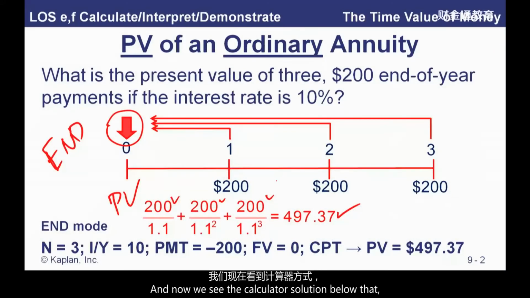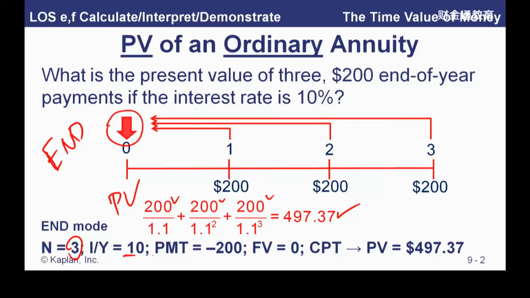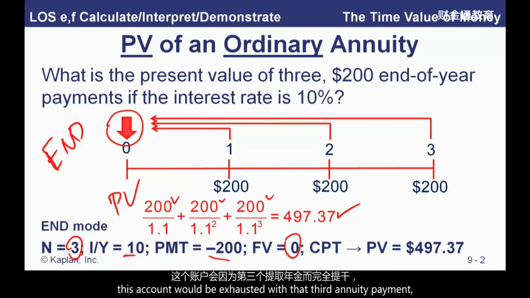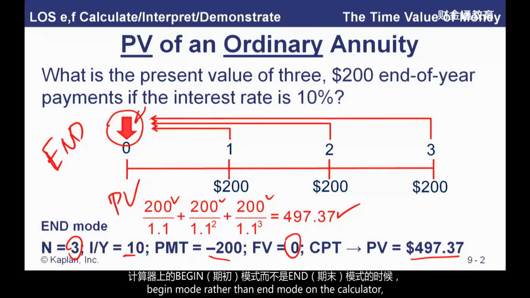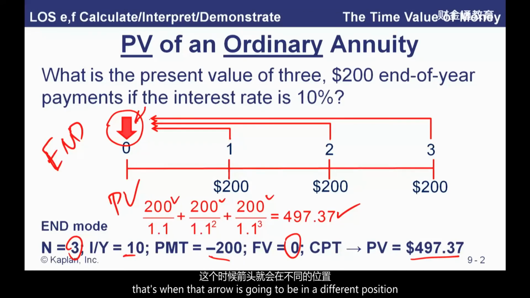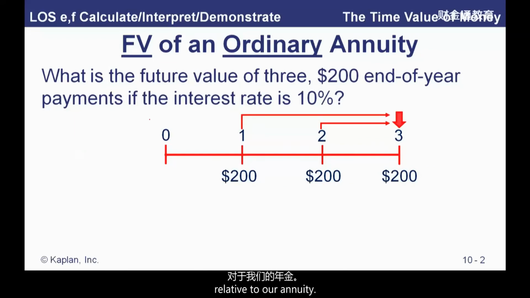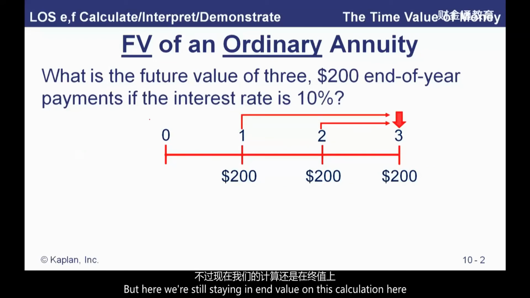And now we see the calculator solution below that. We've got 3 periods. Our interest rate is 10%. Our payment we've put in as minus 200. Our future value is 0. This account will be exhausted with that third annuity payment, and compute the present value. And what we get is, don't forget, this red arrow. And you'll see as we get to begin mode rather than end mode on the calculator, that's when that arrow is going to be in a different position relative to our annuity. But here we're still staying in end mode on this calculation, and now we're just moving forward in time.